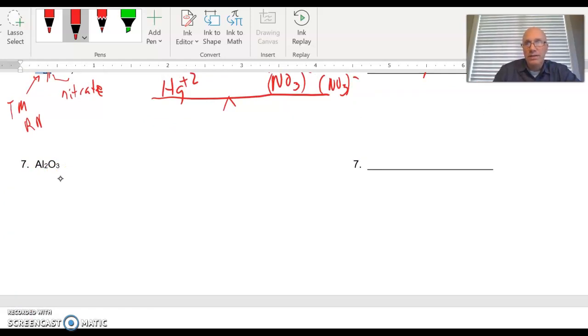All right, this one right here. Aluminum is one of those atoms that you just have to memorize its charge. It's not one that requires Roman numerals. The reason we don't need the Roman numeral is that we already know what its charge is. It only comes in one variety, which is +3.